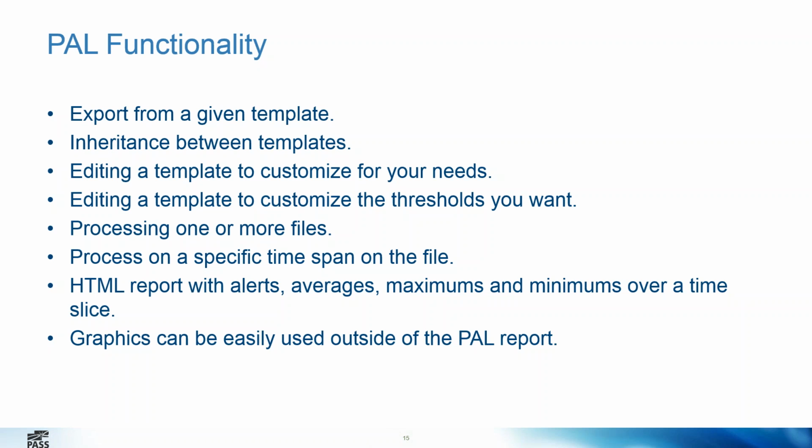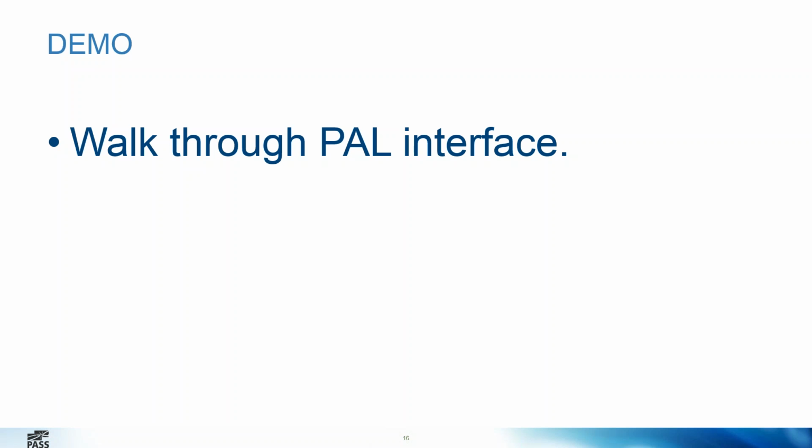So I'll show you what the HTML report looks like and the alerts and averages and max and mins, how it shows it. And the other thing is that the graphics are generated independently outside of the report in a little folder. So I do this all the time. I take the charts that PAL generates and I insert them into Word documents and put them into Excel sheets and all sorts of things, if I want to have a nice quick chart of a bunch of different counters. So let's just walk through what PAL actually looks like.